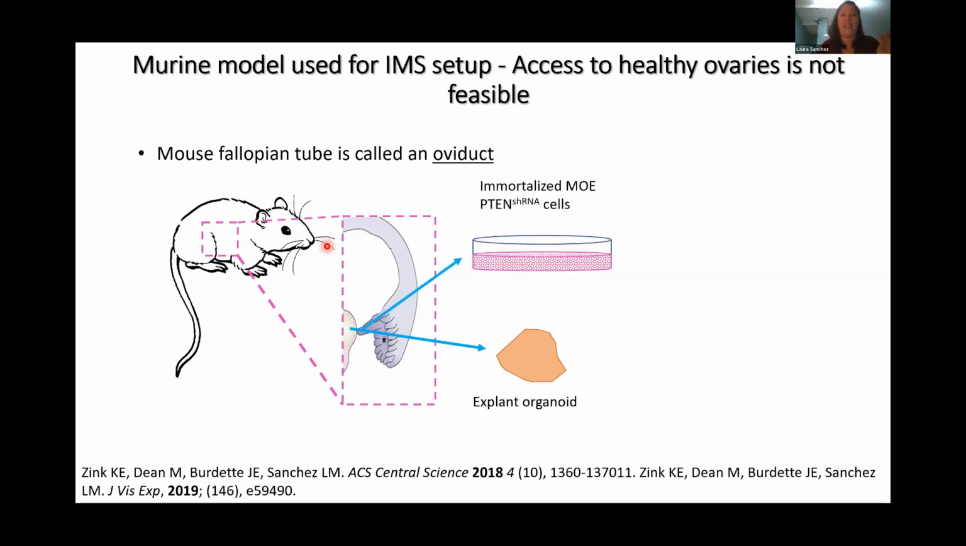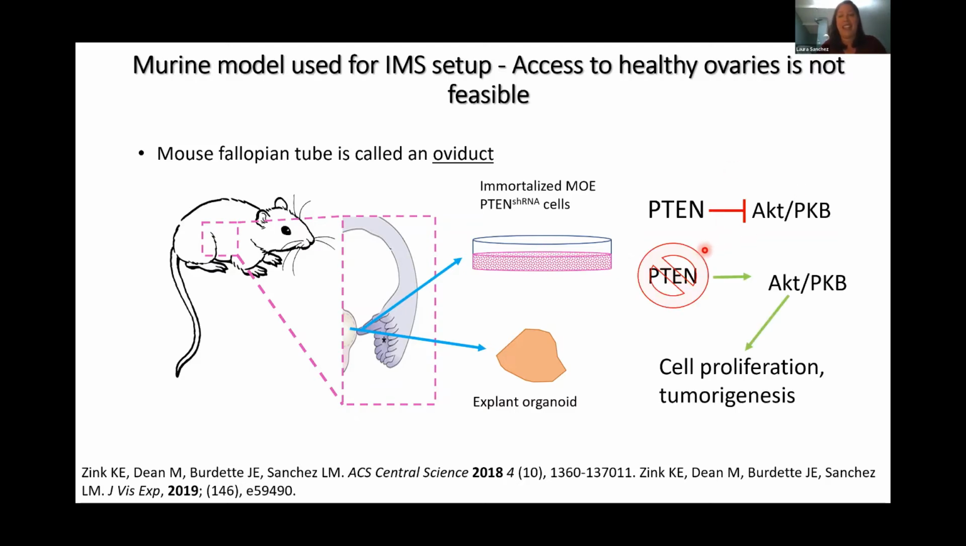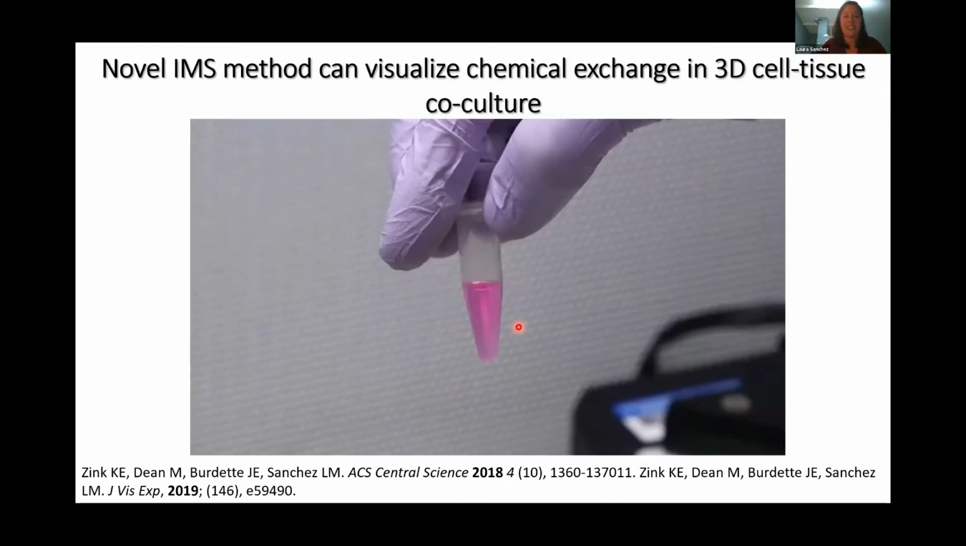And then we're going to be using an immortalized murine oviductal epithelial, so basically a murine fallopian tube cell line that has a PTEN mutation. And since I was a chemist, I had to ask Joanna: PTEN regulates the AKT pathway. What they know about this cell line already is that if you remove PTEN, you get runaway cell proliferation and tumorigenesis. So we know that these cells, if you inject them into the mouse, will cause tumors. So it's a tumorigenic cell line, and we're using the healthy ovary. And so this is our setup.